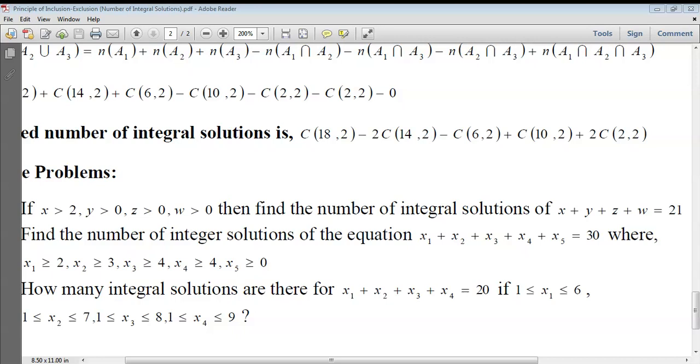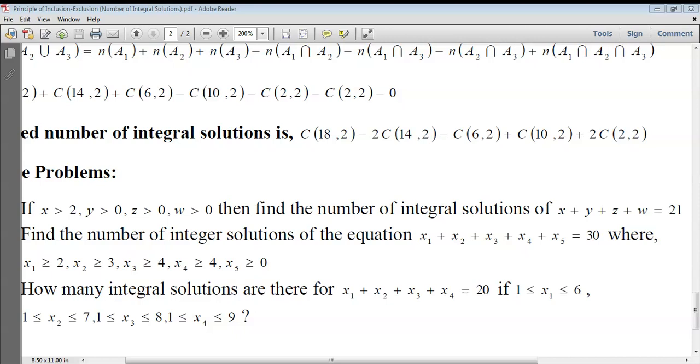Okay, for the last question, the formula will be the number of solutions with the condition x1 greater than or equal to 1, x2 greater than or equal to 1, x3 greater than or equal to 1, x4 greater than or equal to 1, minus at least one of the following: x1 greater than 7, or x2 greater than 8, or x3 greater than 9, or x4 greater than 10. So that will be a1 union a2 union a3 union a4.